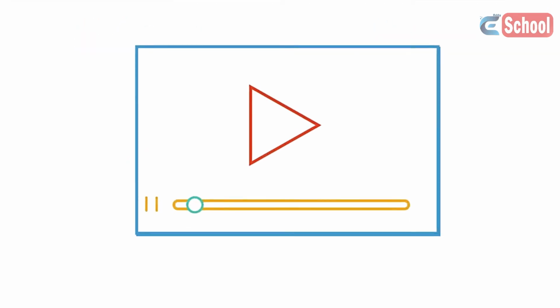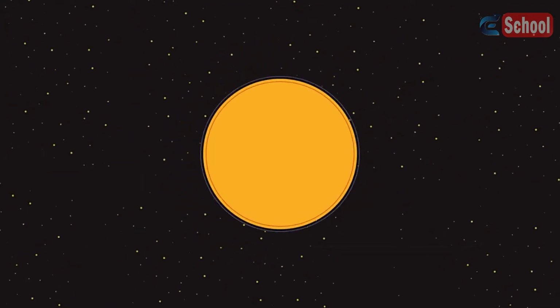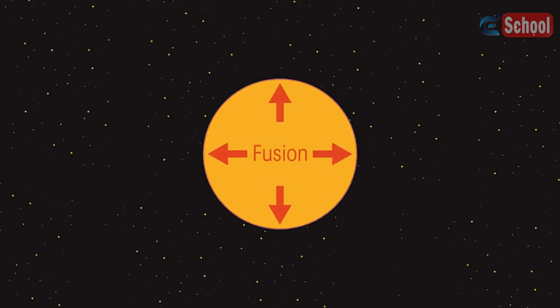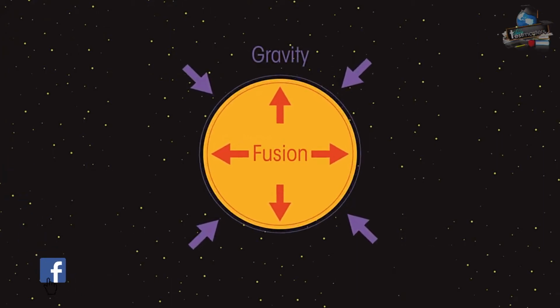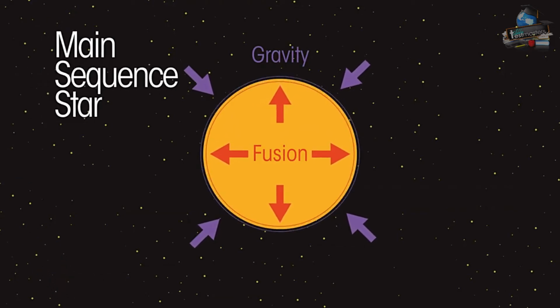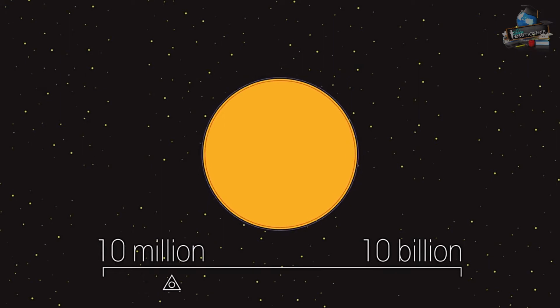For more about nuclear fusion, watch this video. The star then enters a long stable period where the outward pressure of the heat generated by nuclear fusion counteracts the force of gravity. The star is now called a main sequence star, and it stays in this state for between 10 million and 10 billion years.